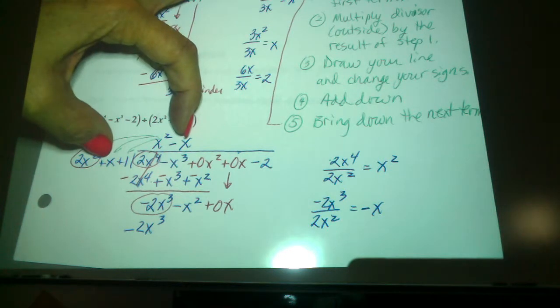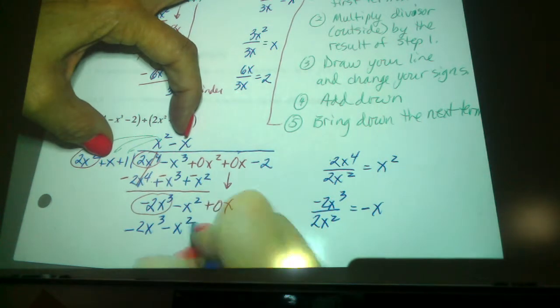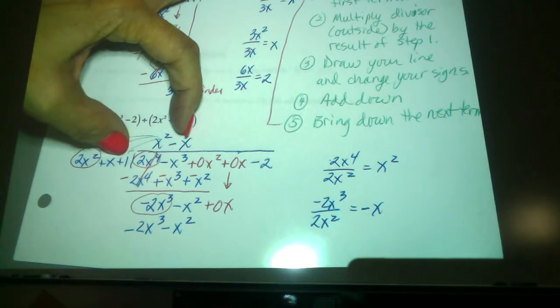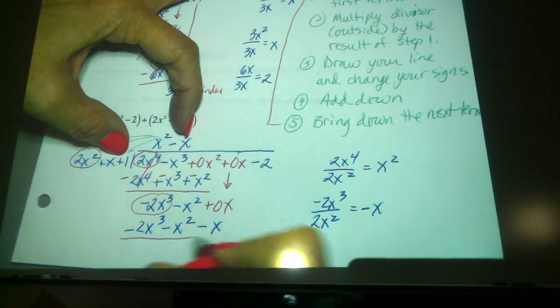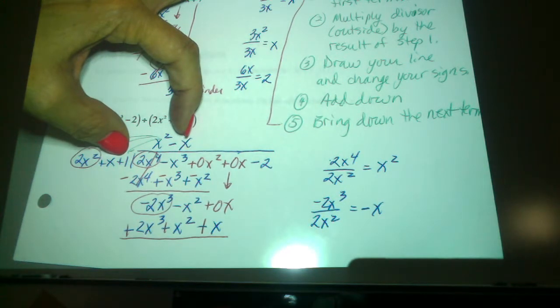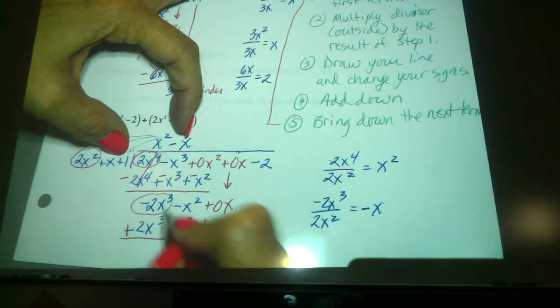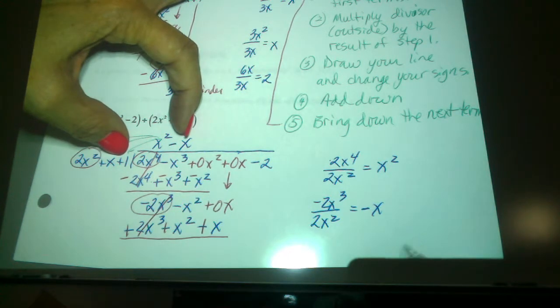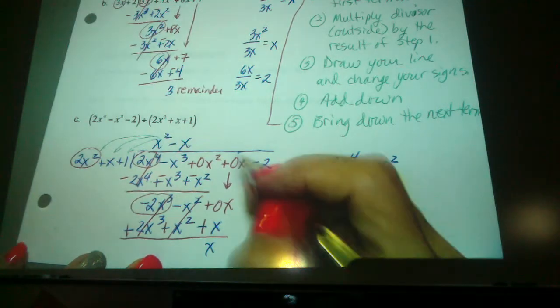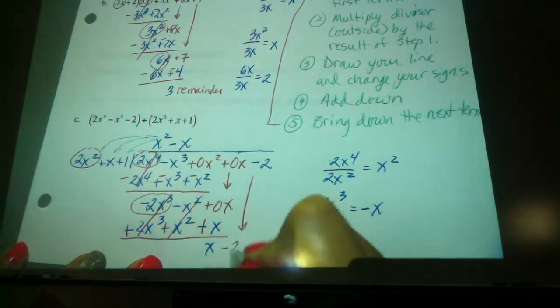Then negative x times x is a negative x squared. It's just a coincidence that those are identical. And then negative x times 1 is a negative x. Draw your line. Change all your signs. This time all the negatives are being changed to positives. My 2x cubes cancel. These are opposite signs. They also cancel. And all I have left is just an x. Bring down that last term, minus 2.